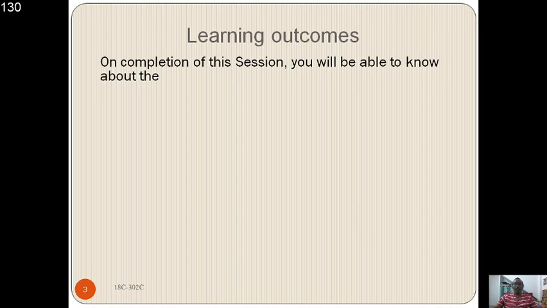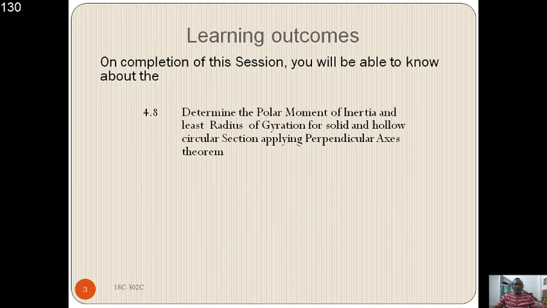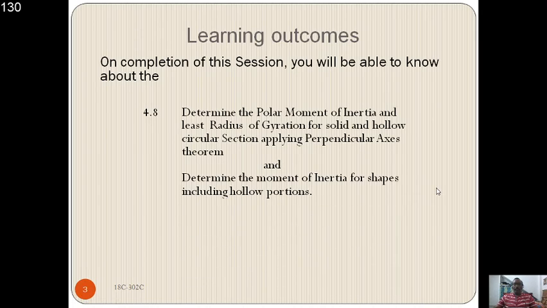So in this session, you will be able to know about determining the polar moment of inertia and least radius of gyration for solid and hollow circular sections, applying the perpendicular axis theorem also. And we will also see how we have to determine the moment of inertia for shapes including hollow portions.